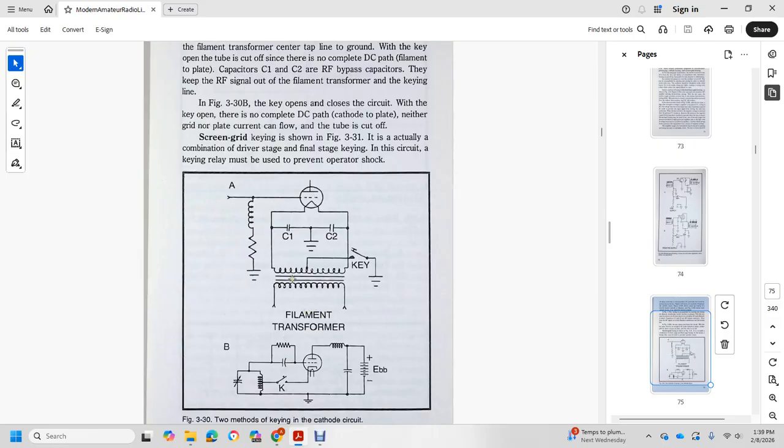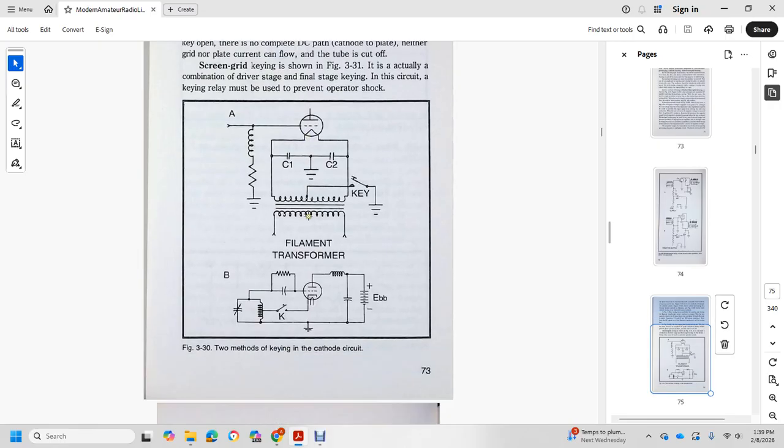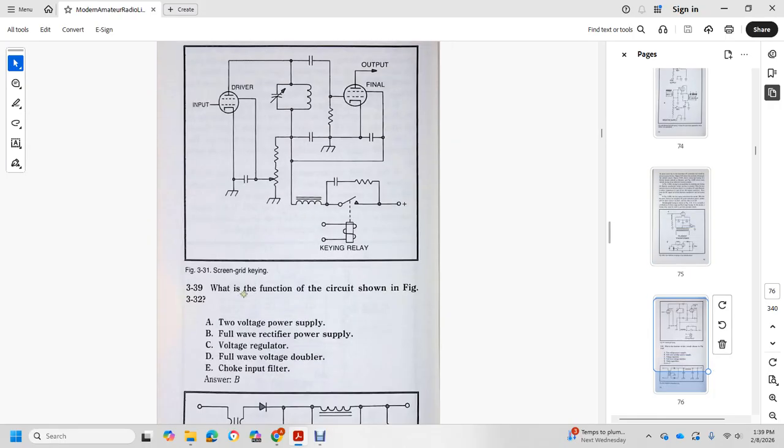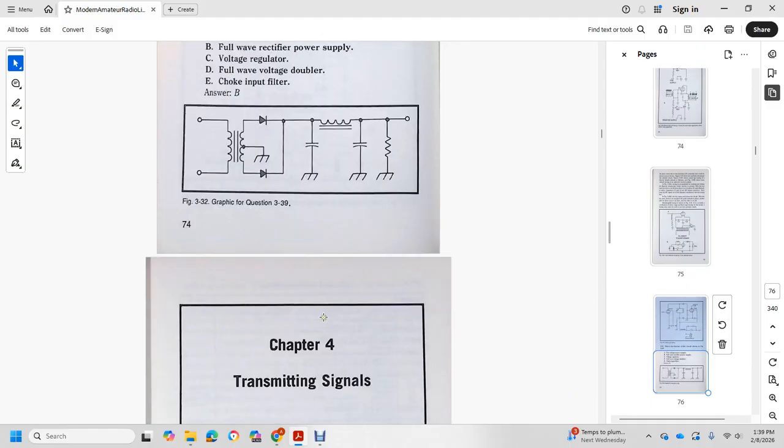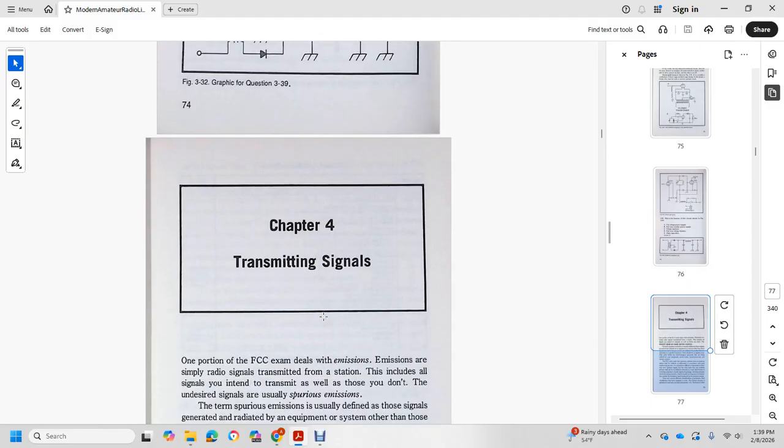Show the filament transformer, capacitor 2 ground and key grounded, and a resistor and an inductor in the grid keying and cathode circuits. What is the function of the circuit? The answer is B, full wave rectifier power supply. 332. Chapter 4, transmitting signals.